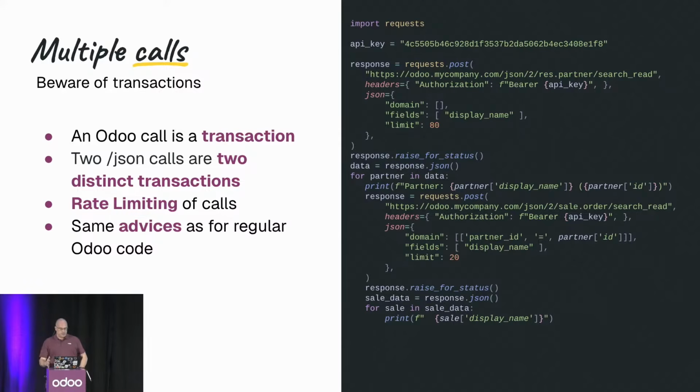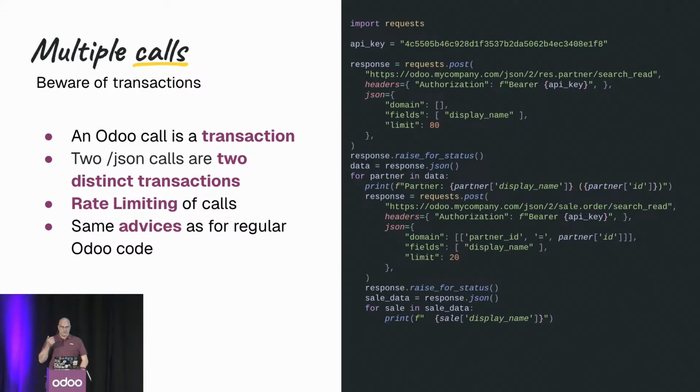When you are using an API, an external API like this one, you are facing rate limiting. The rate limiting is enforced by the cloud provider. There is no cloud provider that will allow you to do as many calls as you want. Here again, in my example, I have done a search within a loop. This example will search for 80 partners, and for each one of those 80 partners, search for sales orders. That means this script will lead to 81 calls to Odoo.